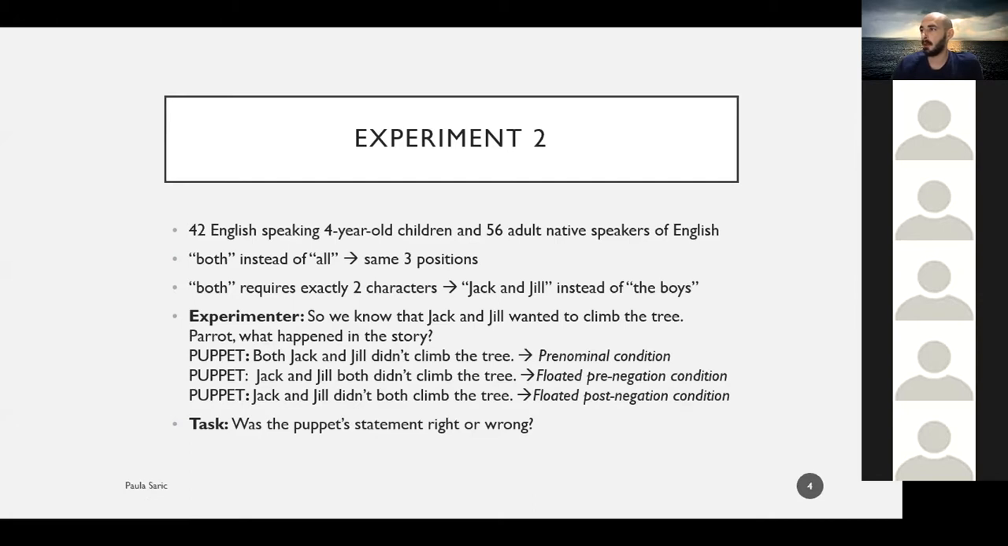But I guess one of their biggest claims was that, in spite of these differences between the structure of the subject and between the quantifiers that you're using, adults and children behave very, very similarly, right? Yes, correct. Okay, thank you very much.